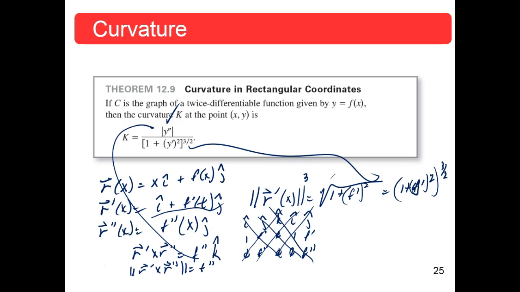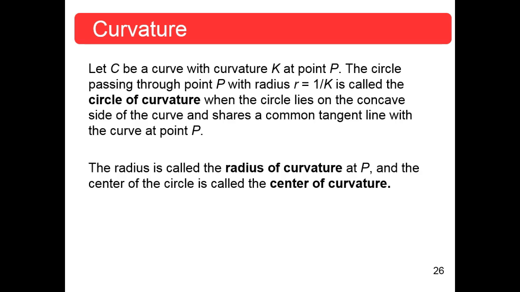Now, let's move on. This is the paragraph underneath that proof. Let C be a curve with curvature K at point P. The circle passing through the point P with a radius 1 over K is called the circle of curvature, where the circle lies on the concave side of the curve and shares a common tangent with the curve at the point P. The radius is called the radius of curvature at P, and the center of the circle is called the center of curvature.